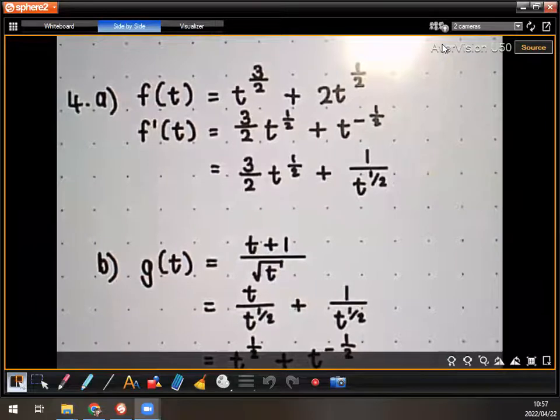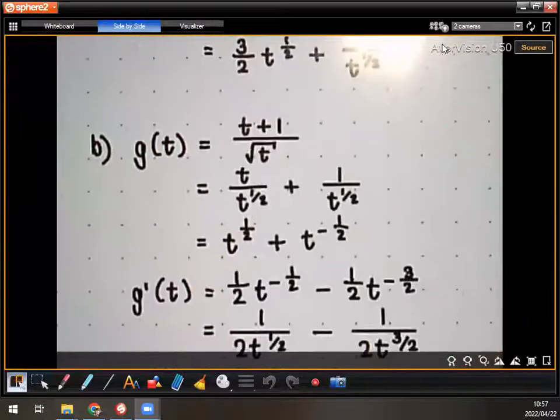Yeah, there's 3 t to the half over 2. Any other questions on A?